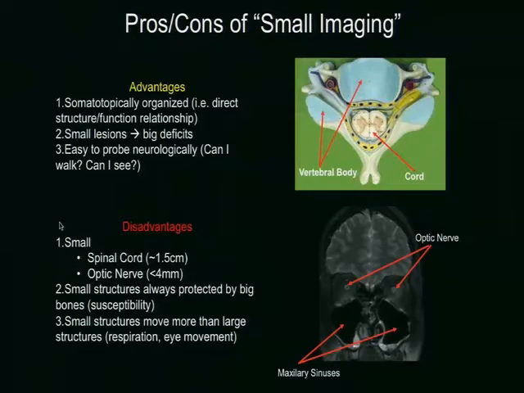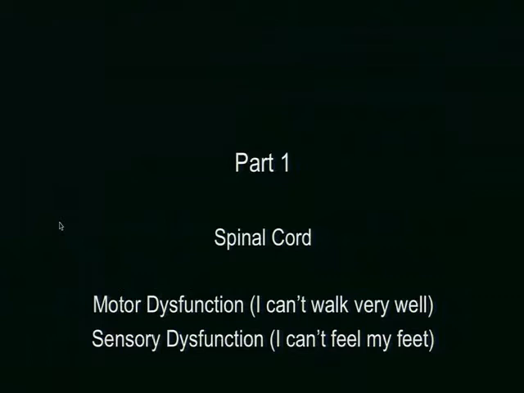That makes sense. So we're faced with a challenge with MRI. Our resolution is a bit limited. Small structures are always protected by big bones and big sacs of air and any sort of mechanism because they are quite small. And the third thing is that small structures move more than big structures. That's just a known fact, and the reason why is the airbag phenomenon. You want these small structures to be able to move without creating trauma.